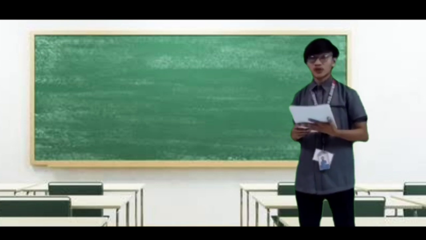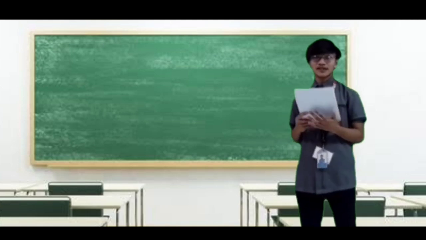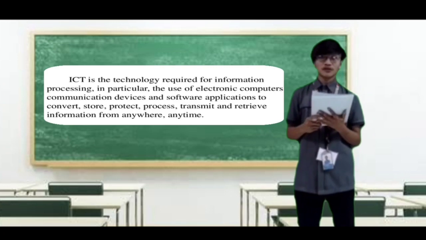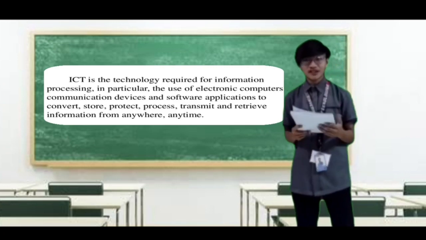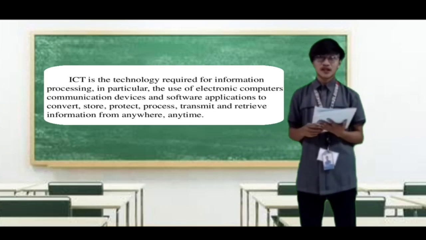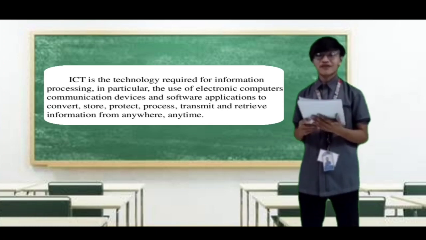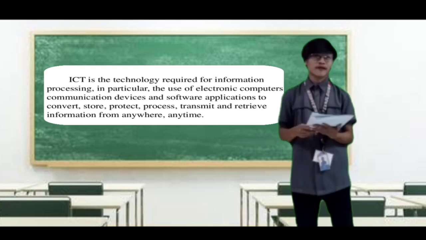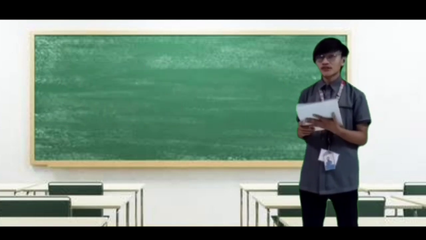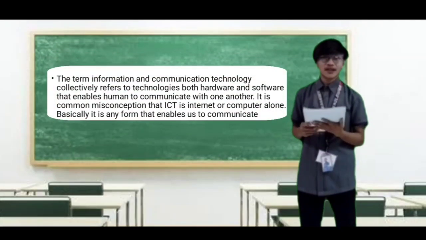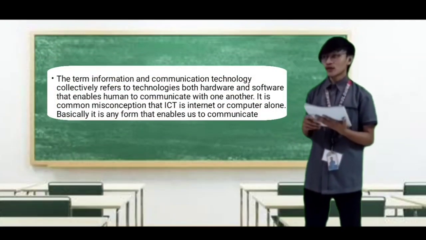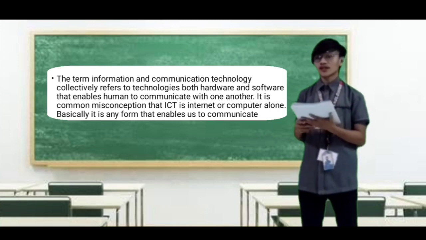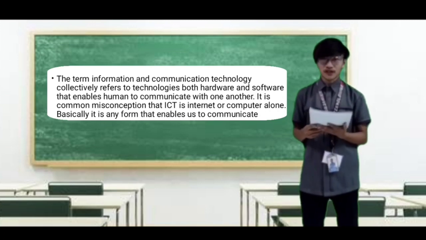Let us define first the meaning of ICT. ICT is the technology required for information processing, in particular the use of electronic computers, communication devices, and software applications to convert, store, protect, process, transmit, and retrieve information anytime, anywhere. The term information and communication technology collectively refers to technologies, both hardware and software, that enable humans to communicate with one another. ICT is not just focused on computers.